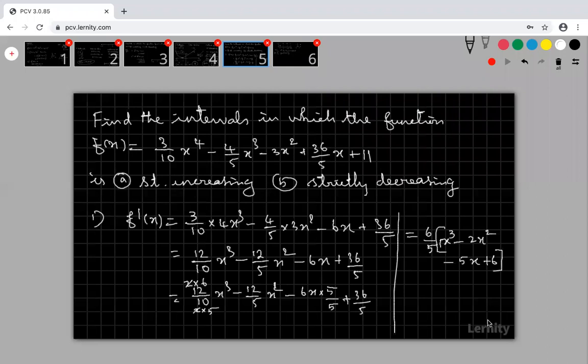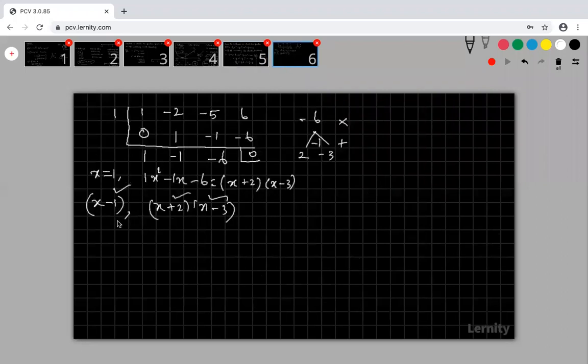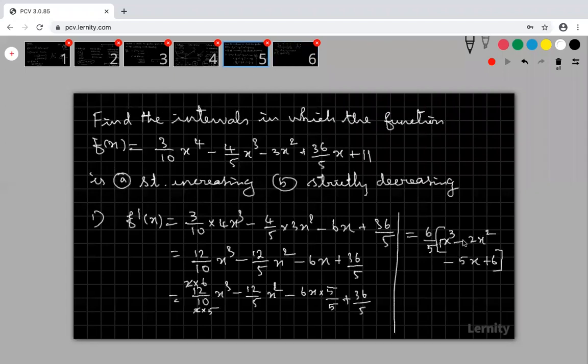x cube minus 2x square minus 5x plus 6. If now you multiply all these three factors, you will get this polynomial. Are you clear? This is one of the methods to find the factors, that means factorization. Sir, I know very well about some other methods, sir. Yeah, you can proceed.